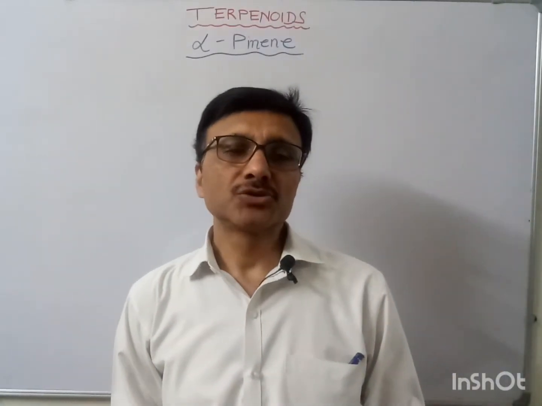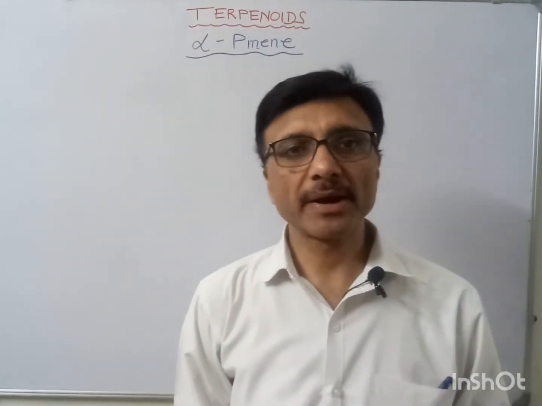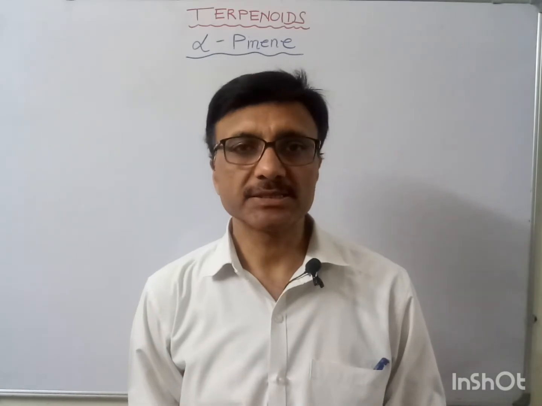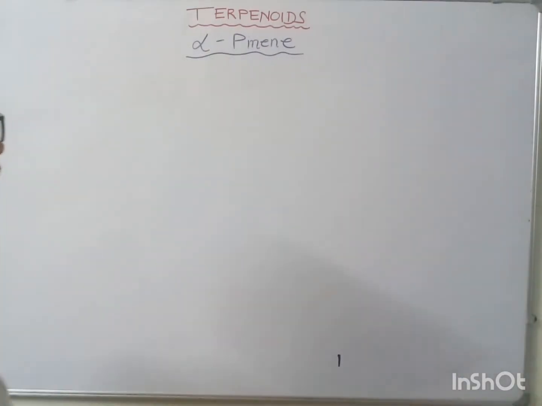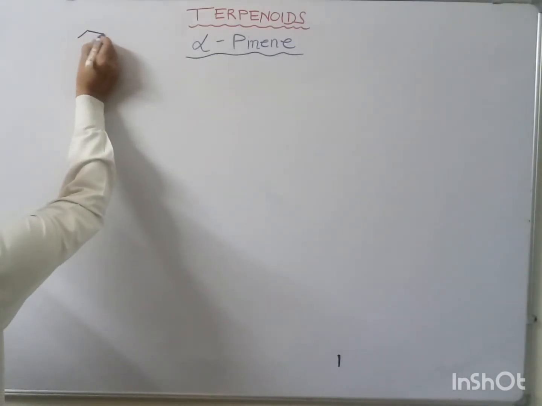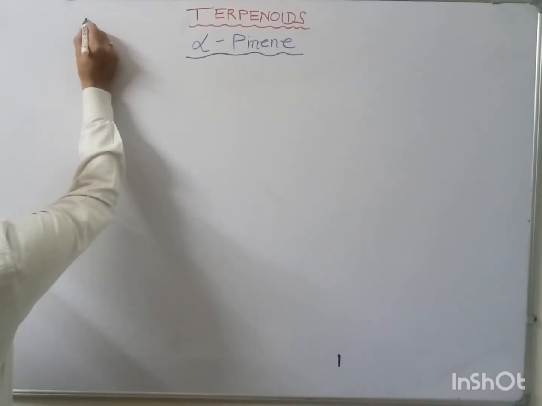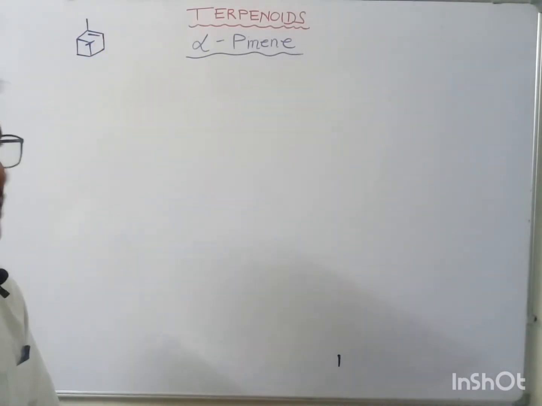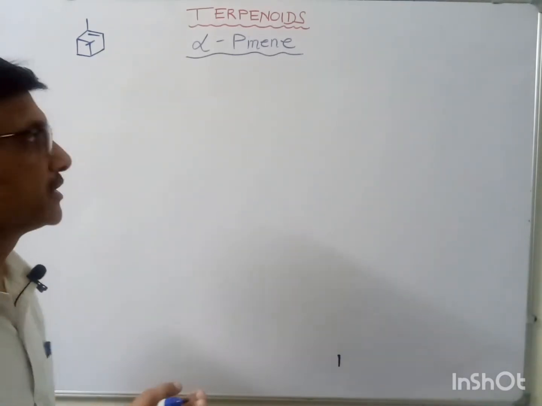Hello students, so today I will explain the structural elucidation of α-Pinene and its synthesis. So if we see the structure of this α-Pinene, this is the structure of α-Pinene which we have to prove. Now let's see how we can elucidate its structure.